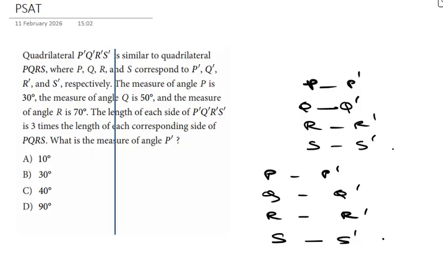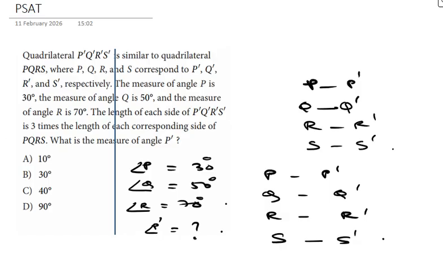Now we are given angle P is equal to 30 degrees, angle Q is equal to 50 degrees and angle R is equal to 70 degrees, and we are asked to find angle P dash. Now use the property for similar figures. Since the quadrilaterals are similar, corresponding angles are equal, so P corresponds to P dash, therefore angle P is equal to angle P dash. We already know angle P is equal to 30 degrees. So angle P dash is equal to 30 degrees.